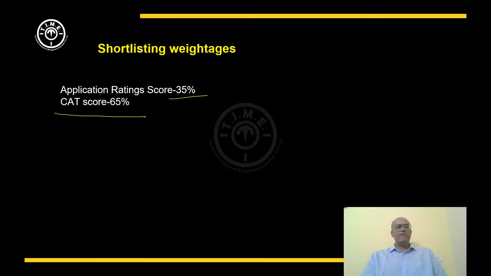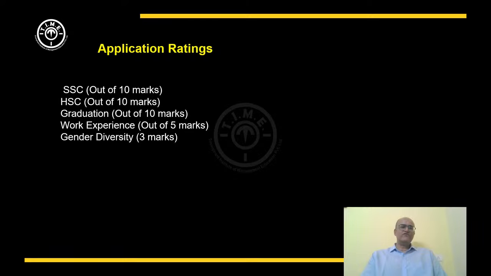Now, what do I mean by application rating score? How is it calculated? Let us try to understand that. So, application rating scores, as I told you earlier, these are the weightages that they have kept in place. SSC marks would be given out of 10 marks. So, 10 marks would be provided for your SSC performance. HSC or intermediate would have 10 marks weightage. Graduation will also be out of 10 marks. Work experience will be given weightage out of 5, and gender diversity will be 3 marks.